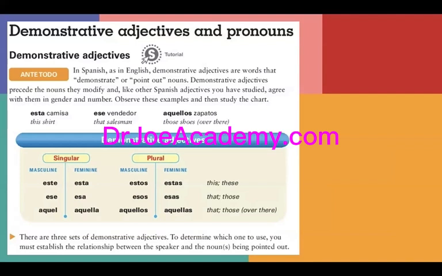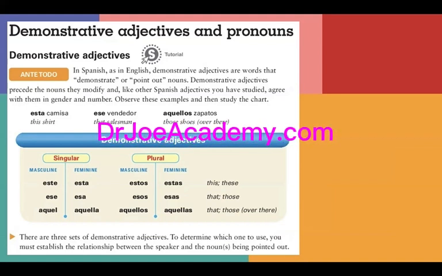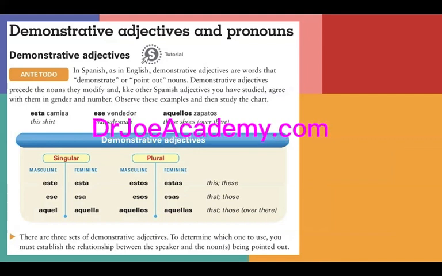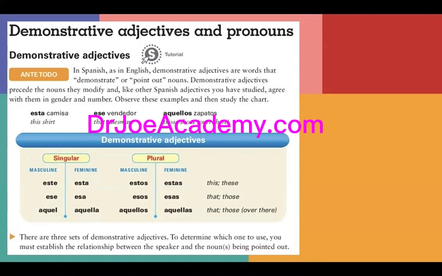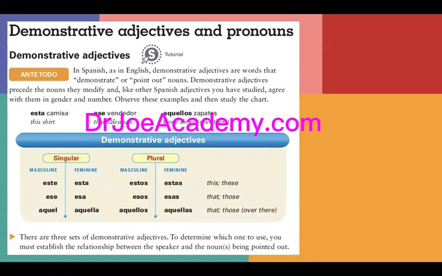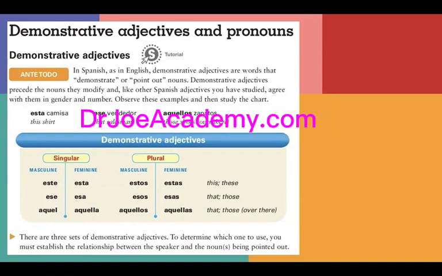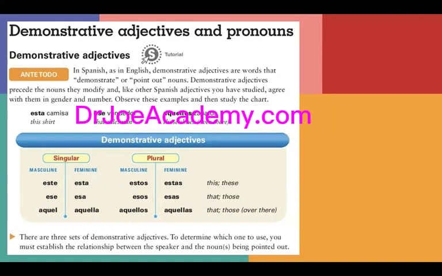Now, typically we would see them before the noun, and they have to agree in gender and number, meaning that if a noun next to it is feminine, you have to use the feminine version. So if you wanted to say this shirt, camisa is feminine, right? So you have to make sure you use the La camisa. Esta camisa. Esta is the singular feminine to say this or these. If you wanted to say that salesman, then you would say ese vendedor because it's singular and masculine.